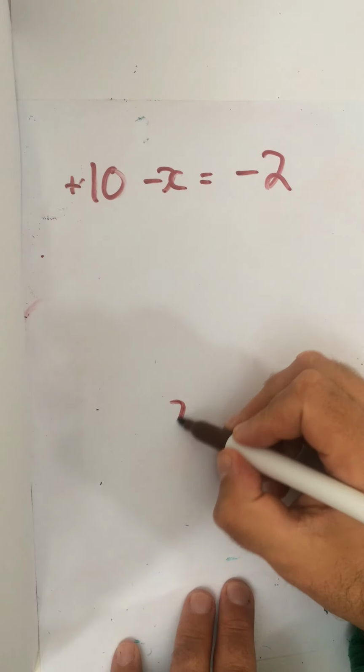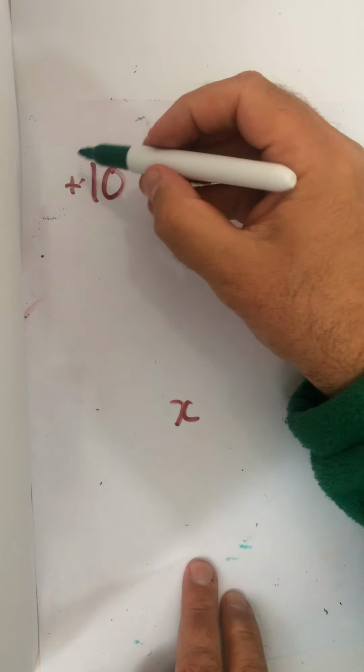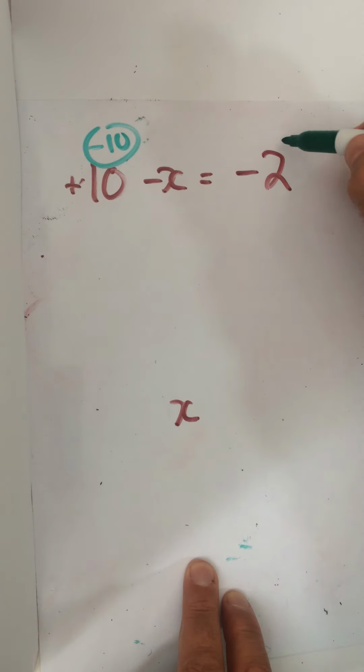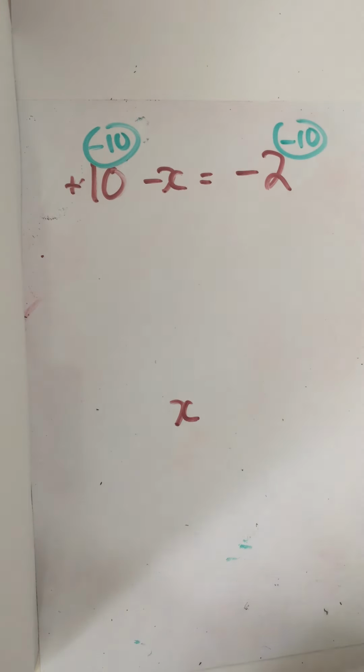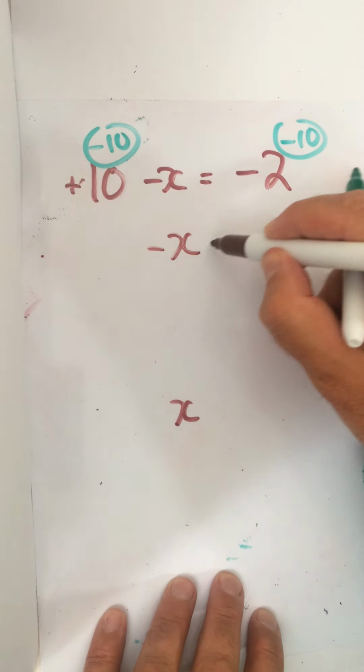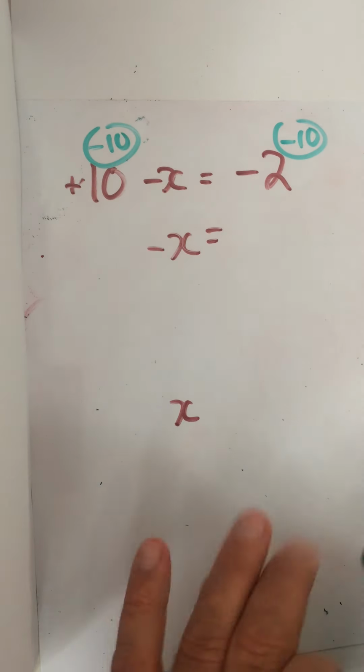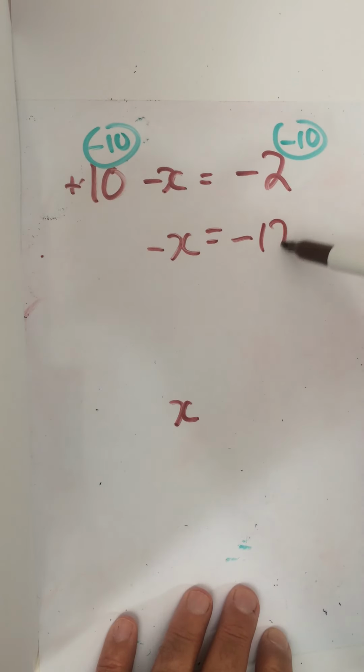So again, to be left with x down at the bottom, I want to get rid of this positive 10. I do that by taking away 10. I'm going to do the same on the other side, take away 10. So that means I'm left here with minus x. Minus 2 take away 10 gives me minus 12.